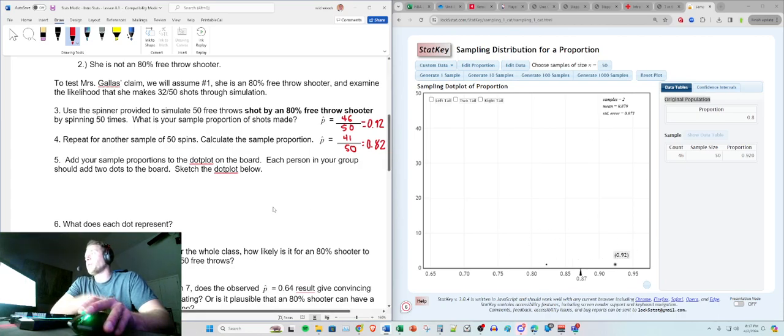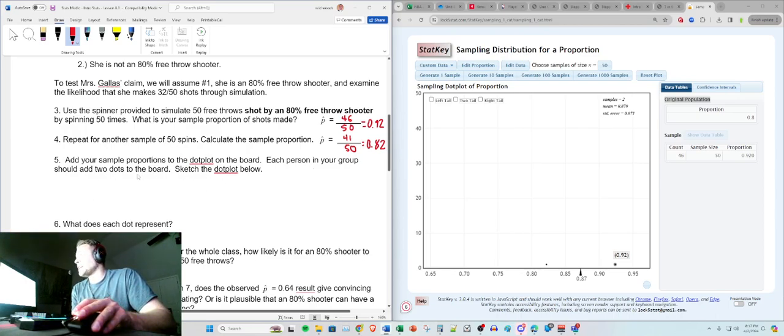StatKey, which, by the way, I'm probably going to save my notes here and upload these somewhere. I'll probably put these in an email to you guys as you're going through this, so that you can see what we filled in, just so we have it.